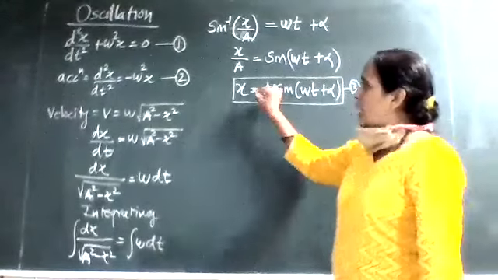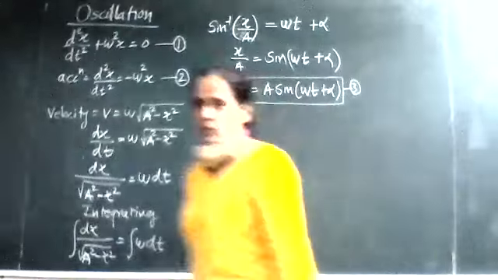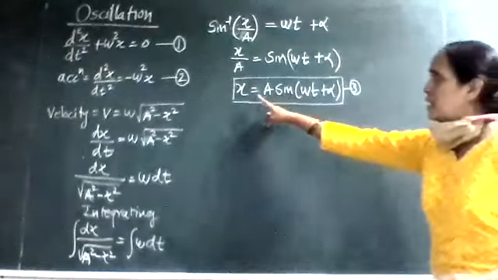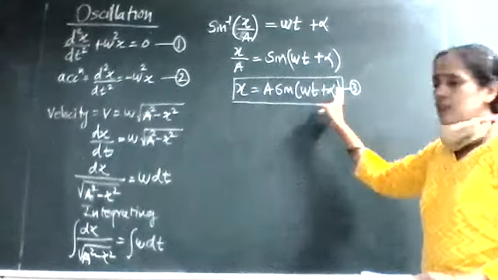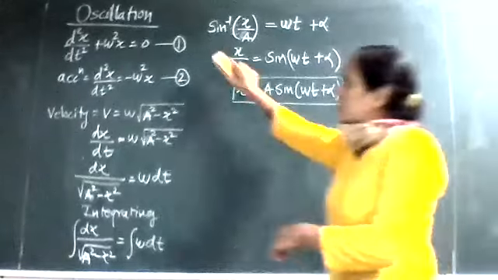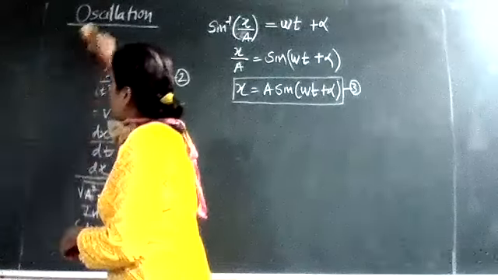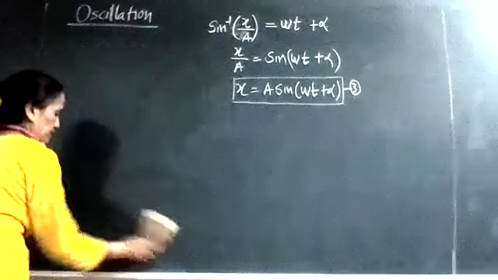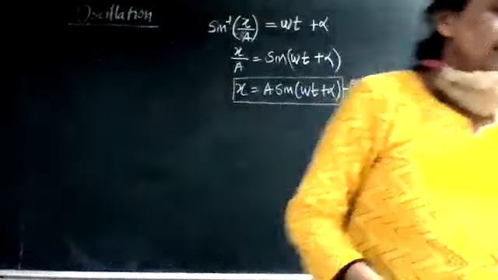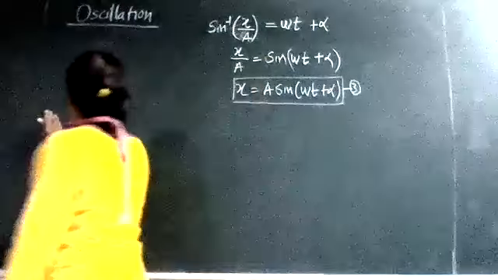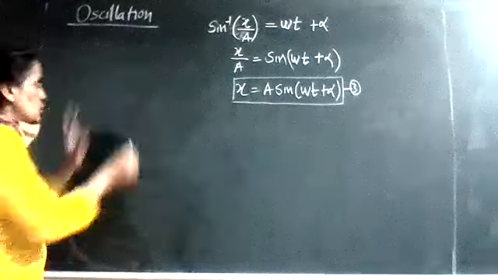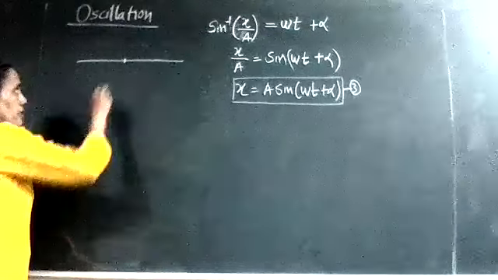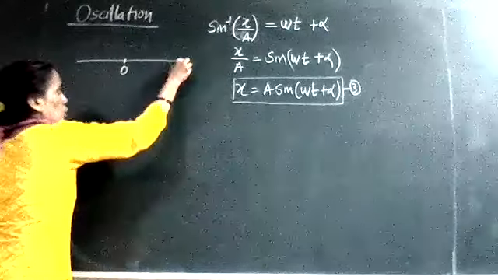Now, I have to concentrate on this displacement equation, x is equal to A sine of omega t plus alpha. Taking reference of this displacement equation, I can derive two more equations for the displacement. In the previous lecture we saw that whenever I consider linear oscillation, the particle is moving along a straight line, and it will move to and fro.